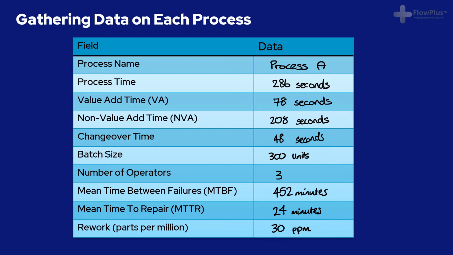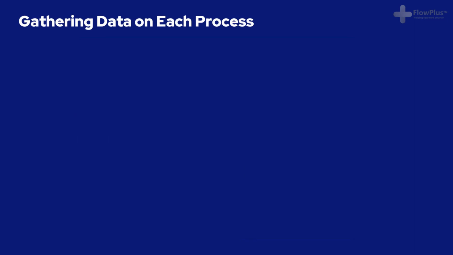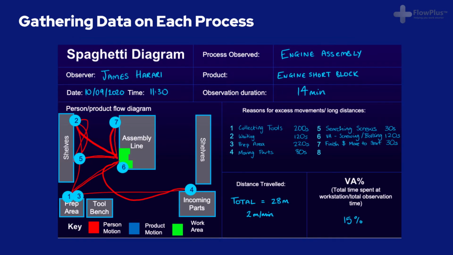The best way to complete this is to print off a datasheet with all the fields in and try to fill in as much as possible at each process. A template has been attached for you, so you don't need to create one yourself. An important thing to mention here is how you take this data, as it's quite rare something like value add time or percentage is available easily, and therefore you need to work it out.